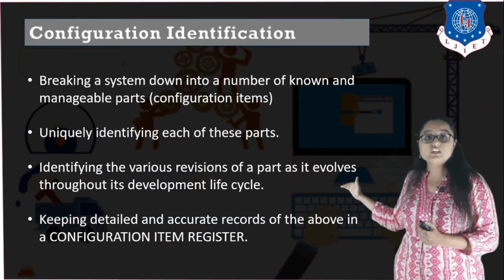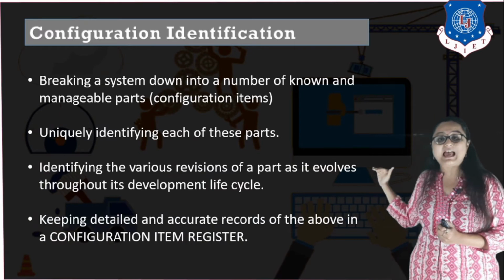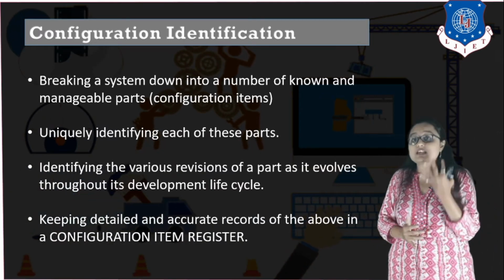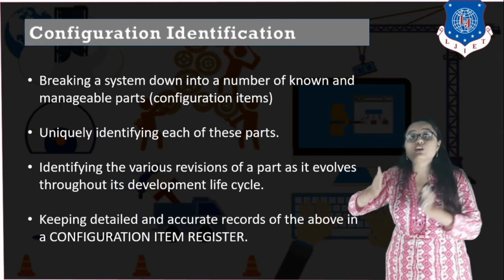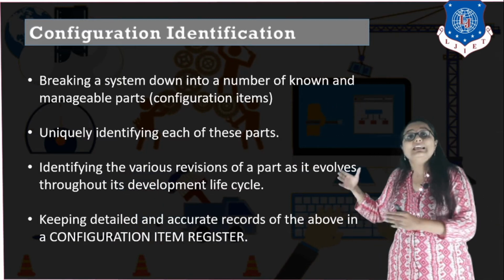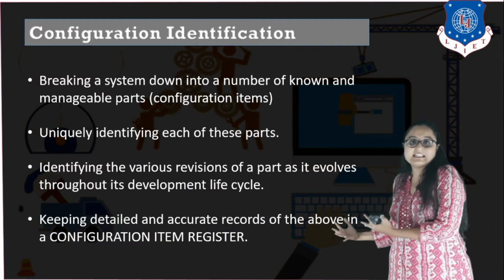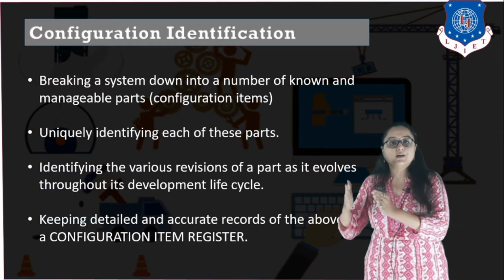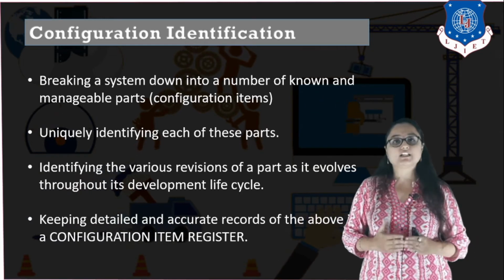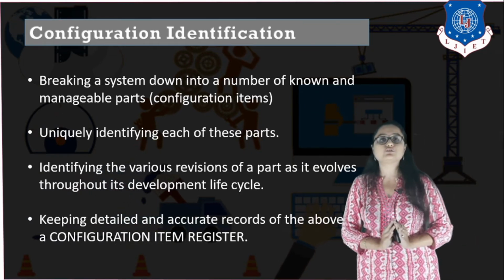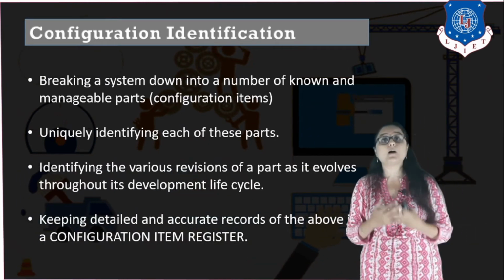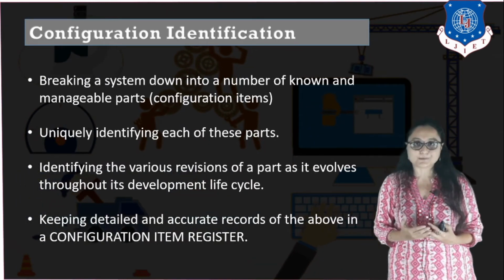So for this we have to keep a detailed and accurate record of all the configuration items that we have identified in each version of our software, in a register or a database known as CIR, that is the configuration item register. In the configuration item register, you will have the version of your software, the uniquely identified configuration item, and what changes were applied to that configuration item, right?